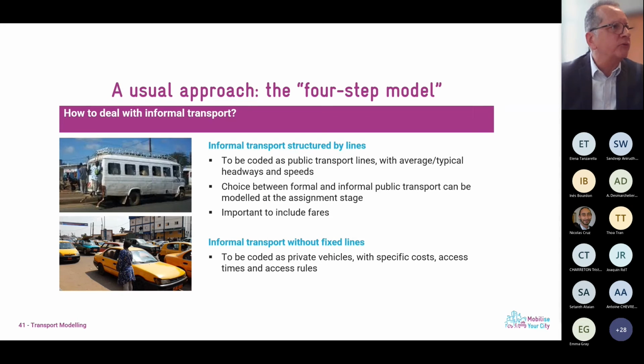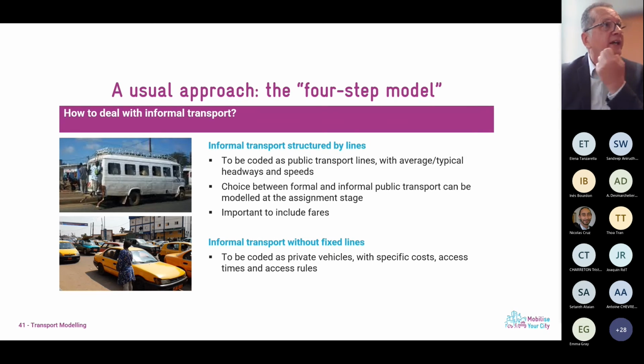In many contexts, we have to include informal transport. When informal transport is structured by lines, it can be considered as public transport and coded like that. And the choice between formal and informal public transport can be modeled within the assignment stage. And of course, it is important to include the question of the fares. And then when informal transport is without fixed lines, such as collective taxis, then the best is to code these modes as private vehicles with specific costs, specific access times, and access rules.